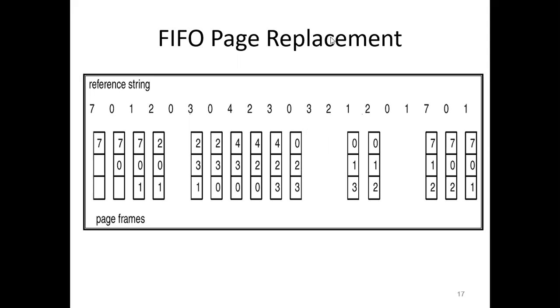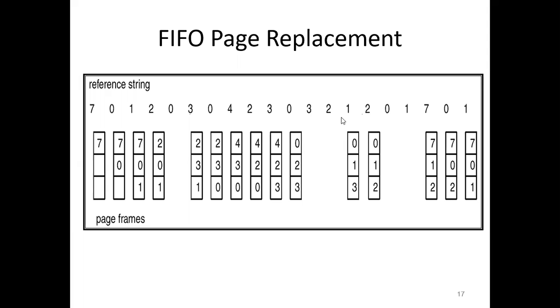Again 1 comes, but 1 does not previously exist in these frames 0, 2 and 3. That's why you will replace one page. Which frame will you replace? Page number 2 will be replaced. So 1 comes here at the place of 2 and one page fault for 2 occurs.